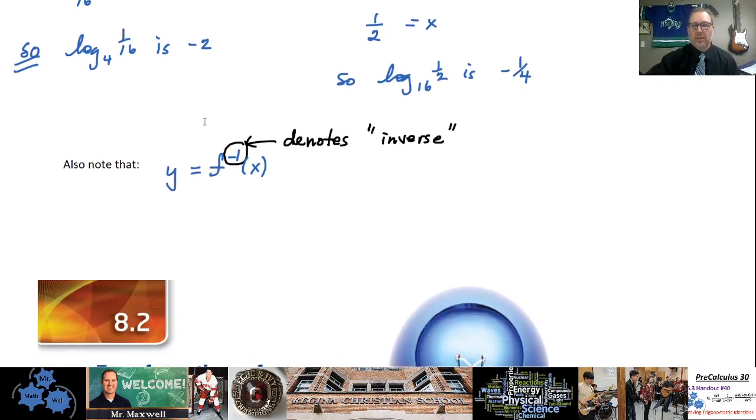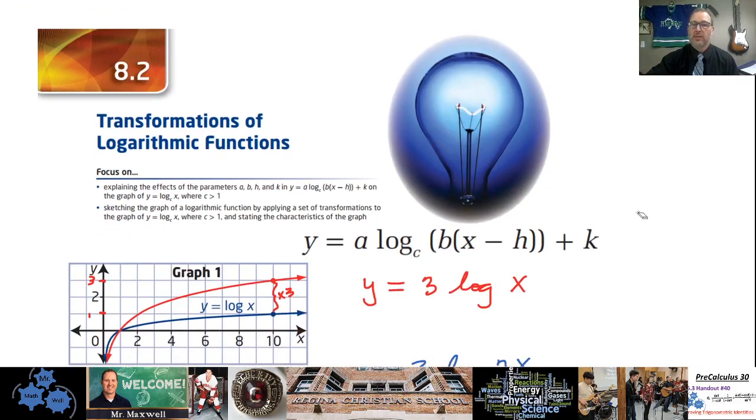A little note here that I put, this is important, that if you see this notation, f to the negative 1 of x, that kind of thing, that denotes inverse. Okay, so you're going to see that in your textbook and in your questions. All right, so that's 8.1. Let's talk about 8.2. 8.2 is transformations. Now we've been doing transformations this whole course, and we've been doing them on different functions. Well, it's the log's turn now.